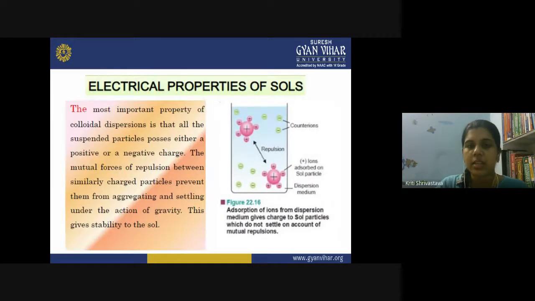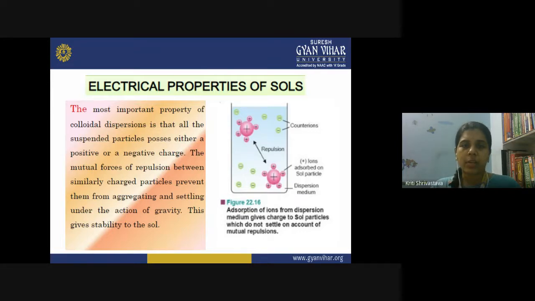Moving towards the next type of property, that is the electrical properties of the sol. Why are we considering the electrical properties of a colloid? The very simple reason is that our colloidal particles carry charge on their surface, so they must have certain electrical properties. What do we mean by electrical properties? When the particle has charge, how will it behave under the influence of an electric field? Or what is the inherent electrical property of the particle?